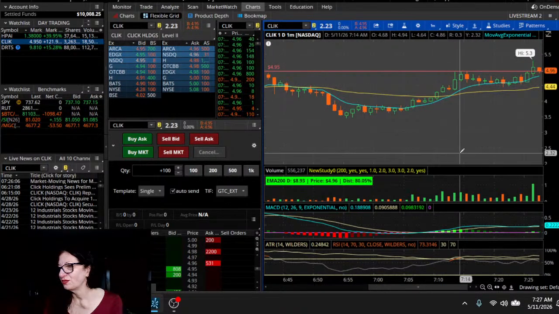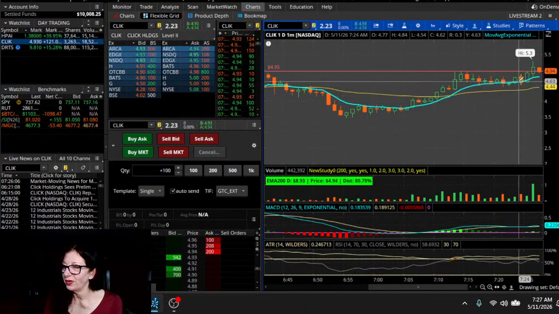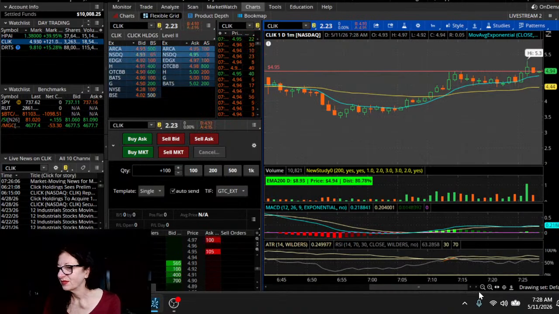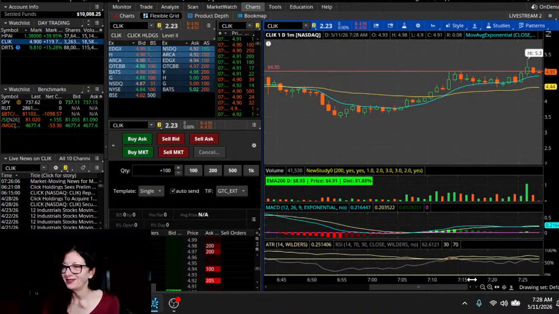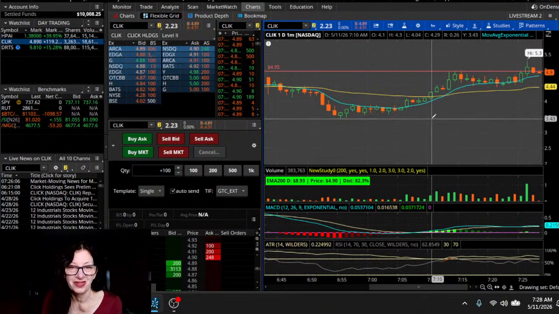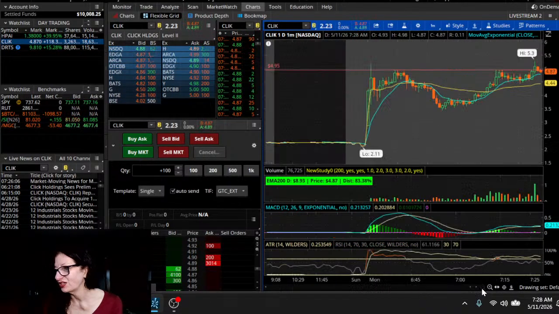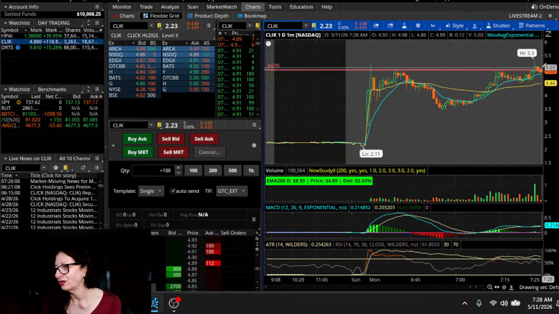I like to zoom in to see where the potential stops might be and potential entries. So this one's pulling back, but I don't know. I'm not feeling this one today. I'm watching, but I'm not really feeling like trading it. I would like to see a cleaner progression.